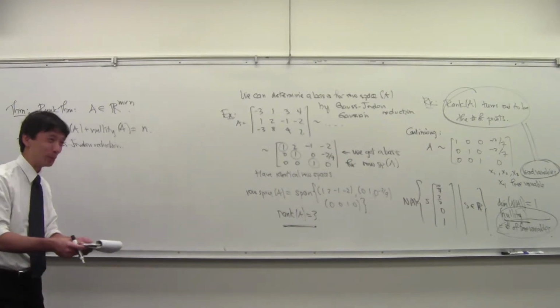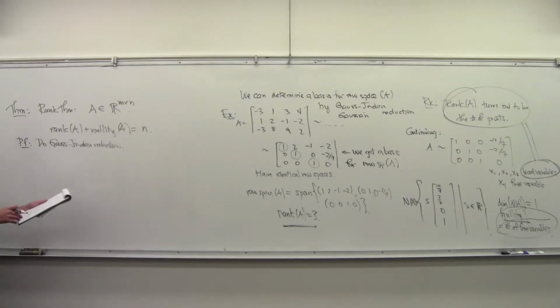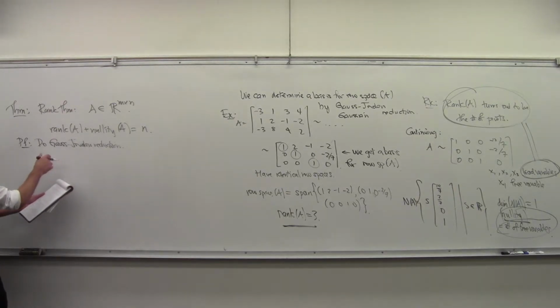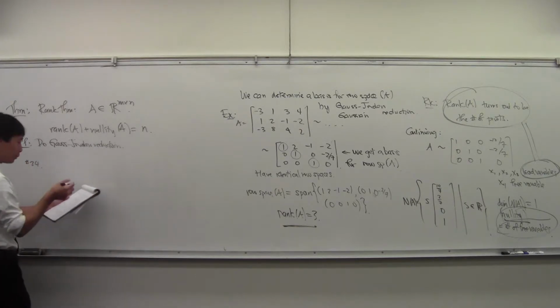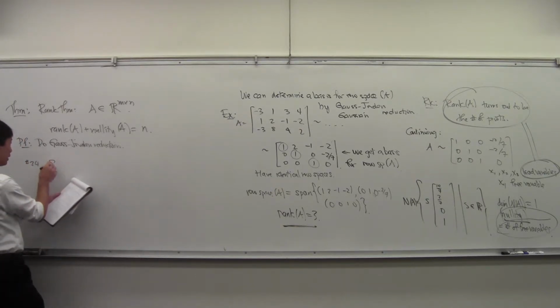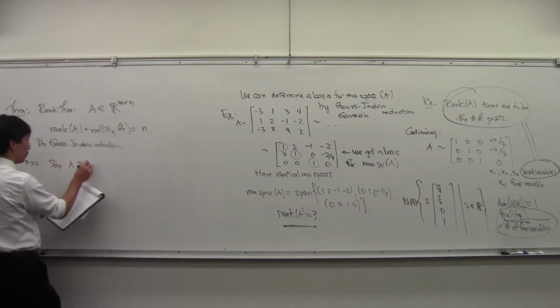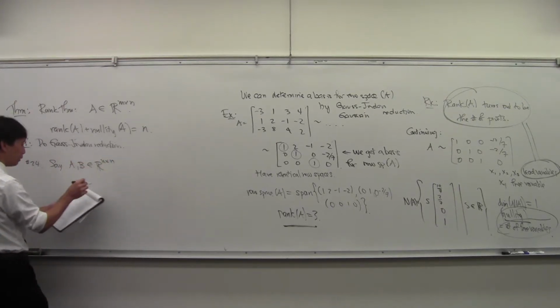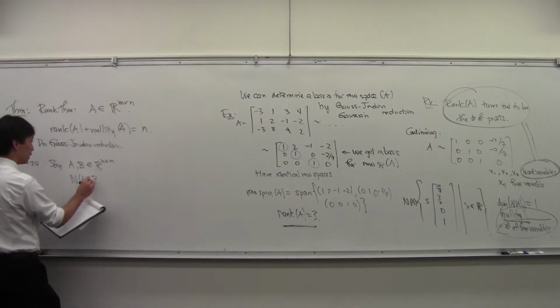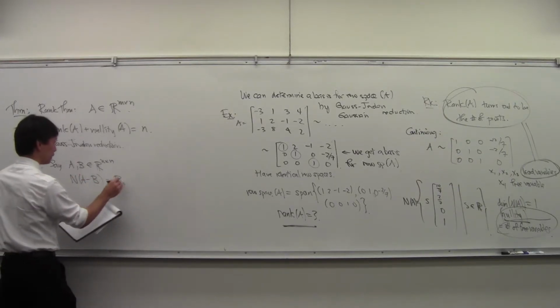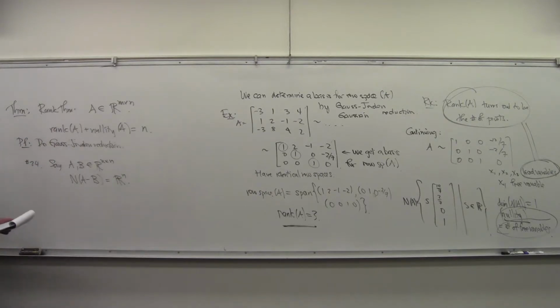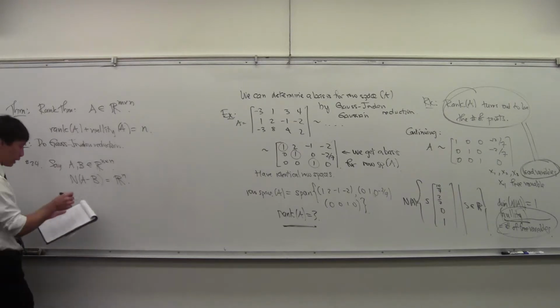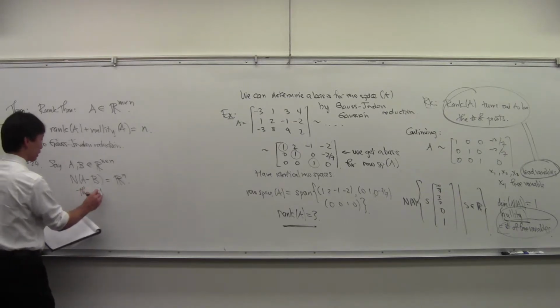Let me give you a problem. You're sort of playing into my hands here. I have an exercise for you to try. Here's exercise 24. Take a couple minutes and see if you can solve it. Suppose you have two square matrices, and you know that the null space of their difference is Rn. Then they must be the same matrix.